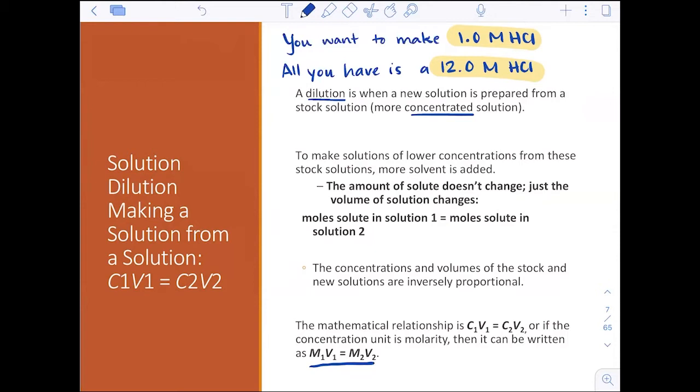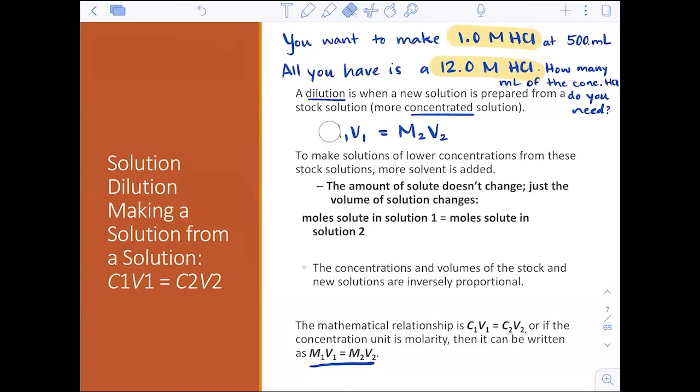So here's the setup. You want to make a 1.0 molar HCl solution at, let's say, 500 milliliters. All you have is a 12.0 molar HCl solution. How many milliliters of the concentrated HCl do you need? In this type of a setup, what's important to note is that our M1, V1 are the volume and molarity that are related to each other. M2 and V2 are the volume related to the second solution. It doesn't matter which solution you want to put in here, but what is important is that you get which solution has the unknown. We don't know how much concentrated solution we need here.